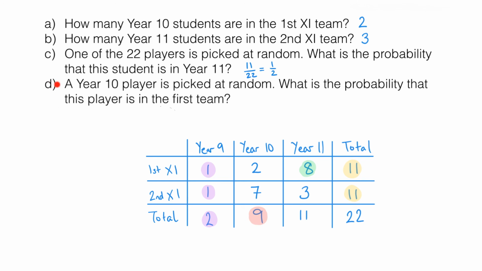Finally, we've got part D. A Year 10 player is picked at random. So we're picking one of these 9 Year 10 players. What is the probability that this player is in the first team? So of the 9 Year 10 players, only 2 are in the first team. So the probability that we pick one of those is 2 over 9, or 2/9.